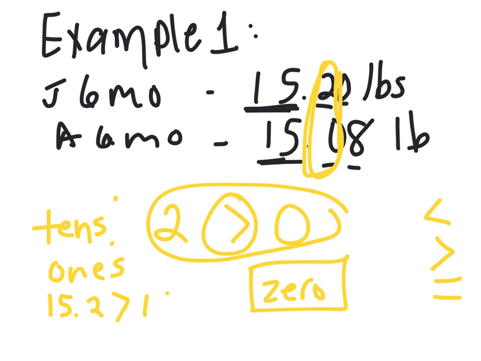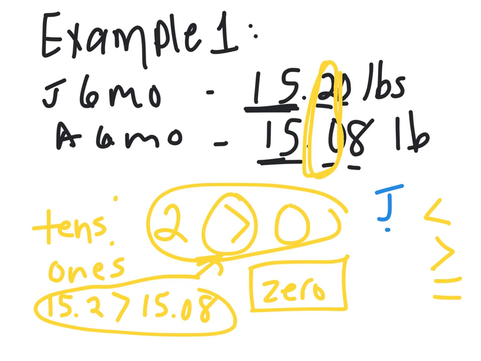And then in the very last box on that line, we want to write 15.2 is greater than 15.08. So this is the real number we got from that. And then the answer space, it says because 15.2 is greater than 15.08, the answer is Jason weighed more, because the 2 was greater than the 0.